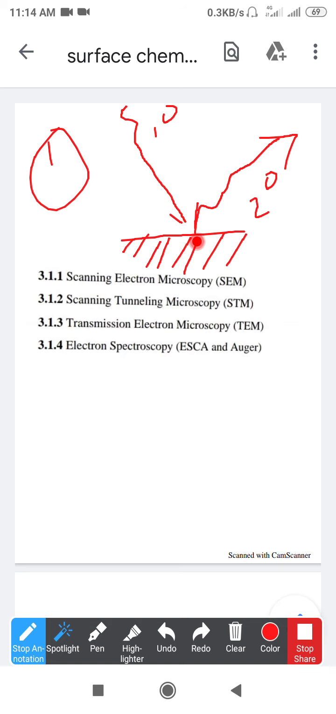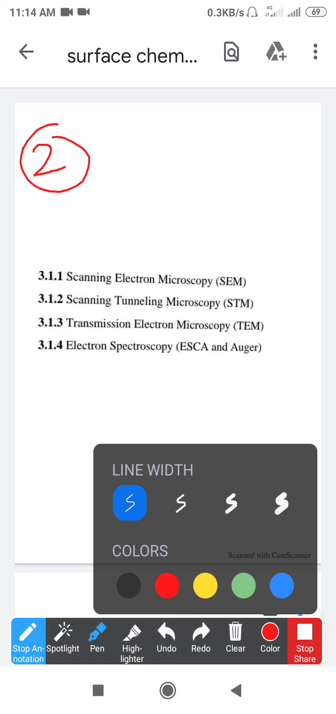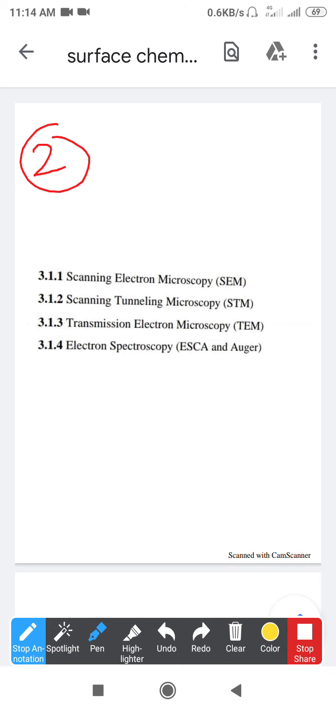So this is the first method. Next, in the second method, these are the methods which we have been using continuously, and we have seen them extensively. In these methods again we are going to have this surface. Suppose this is our surface.